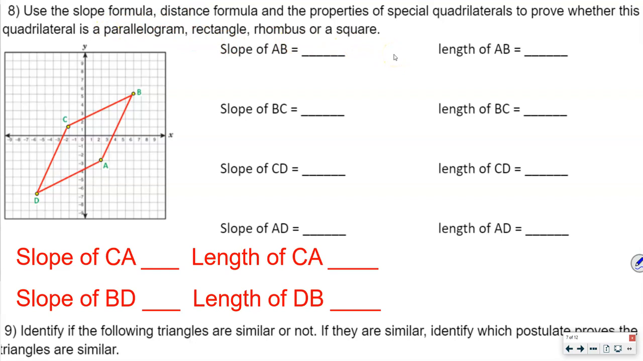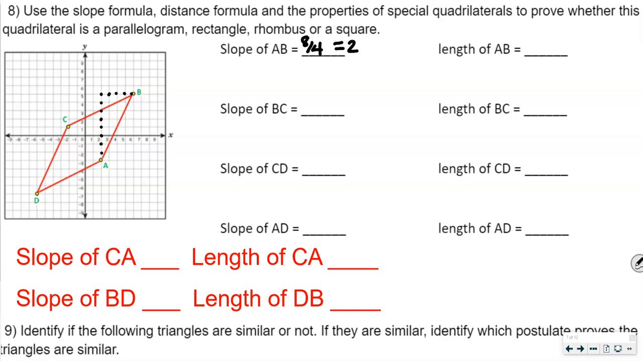We're going to start with AB, and we're going to find the slope. So we're going to count up and over, right? 1, 2, 3, 4, 5, 6, 7, 8 up, and 1, 2, 3, 4 over. So that is reduced to be what? 8 divided by 4 is 2, right?